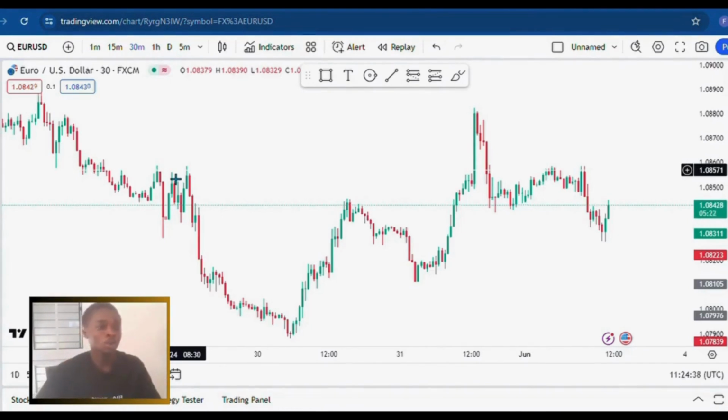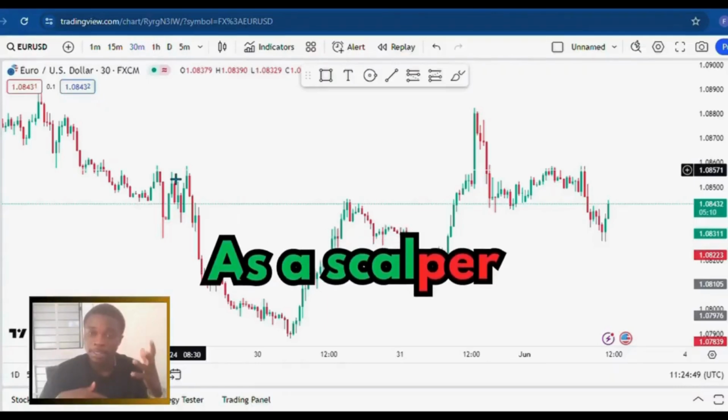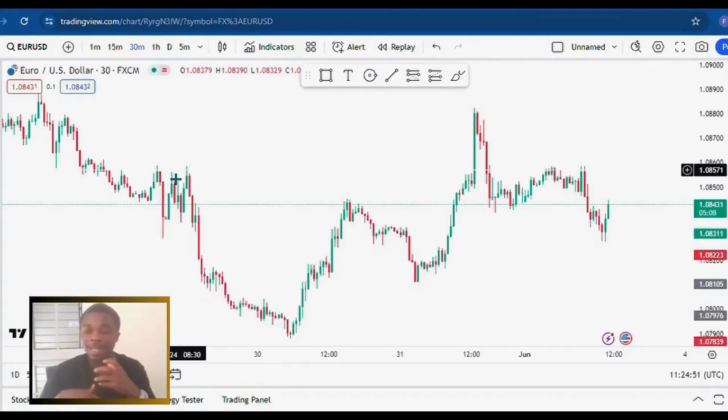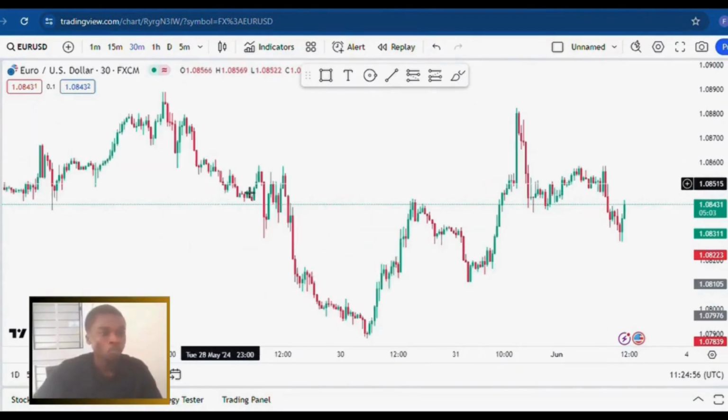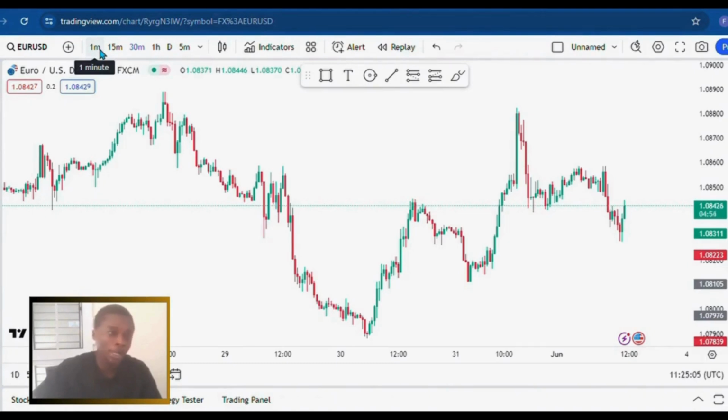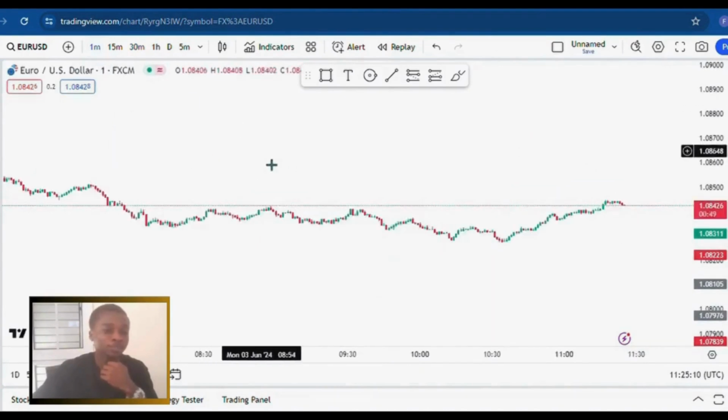I'll be showing you right on the chart how you should be scalping and how you should be day trading. I'll show you right on the chart how you should analyze the chart as a scalper, and also how you can analyze the chart as a day trader. Let me show you the scalper first, how you should analyze the chart as a scalper. Now let's head over to the 1 minute time frame right here.